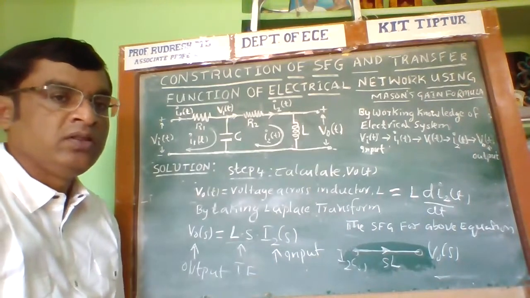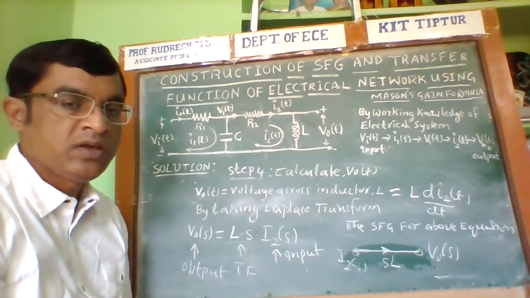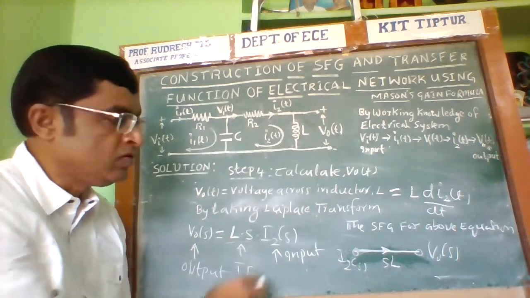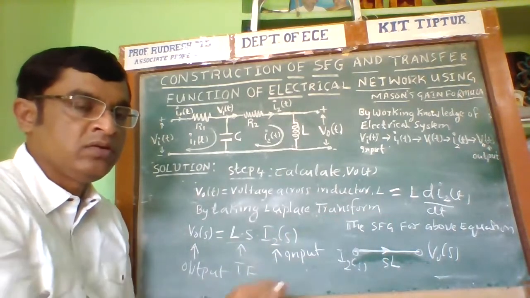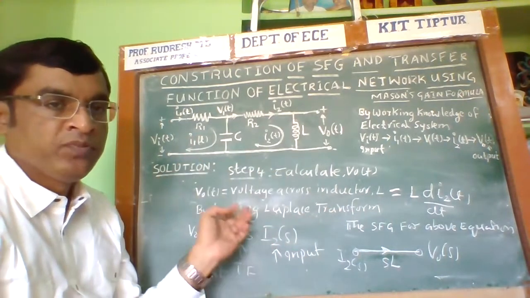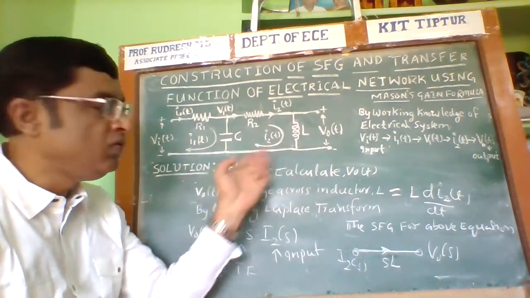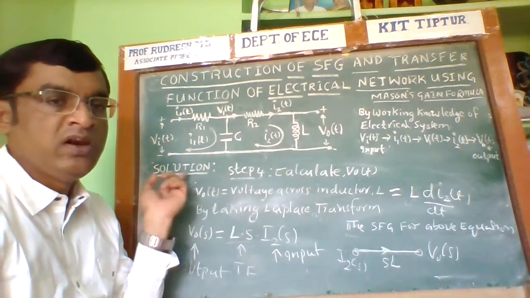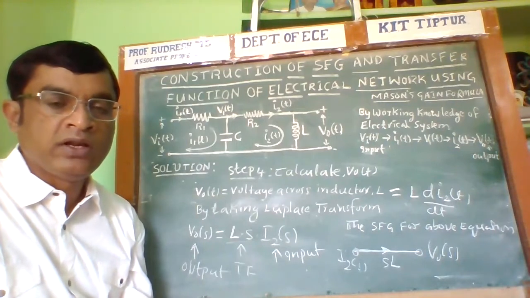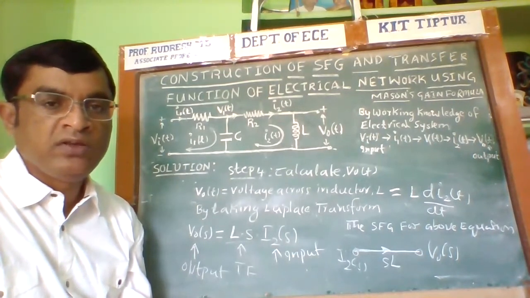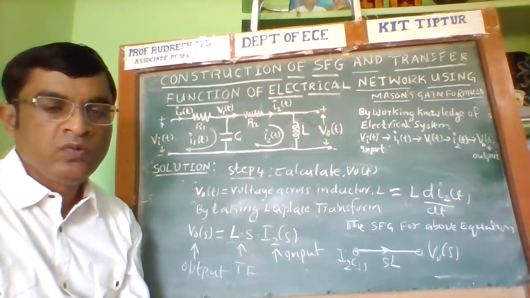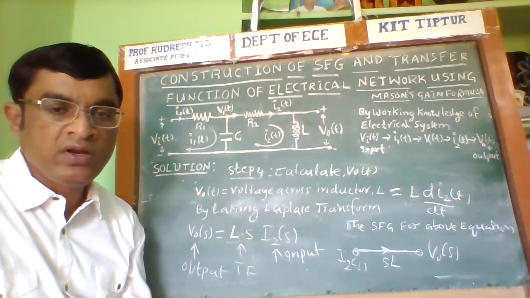In the next step, we go for integrating the various signal flow graphs. I have drawn from step 1 to step 4. We go for integrating, then we will get the final signal flow graph for the given electrical network. In step 5, we integrate the different sections, and then we will get the overall signal flow graph of the given electrical network.